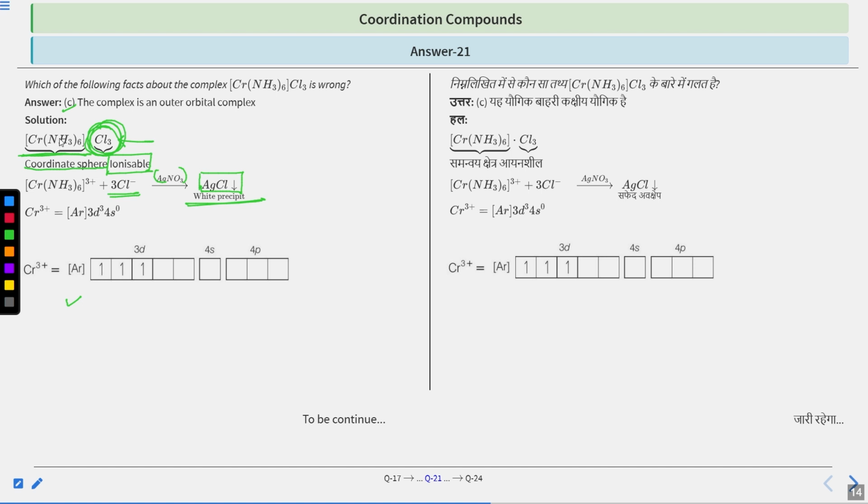And thus, option C is the correct answer, because we have to find out the wrong statement, which is option C. And thus, option C is the correct answer.